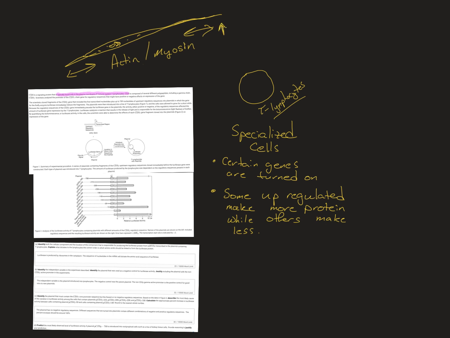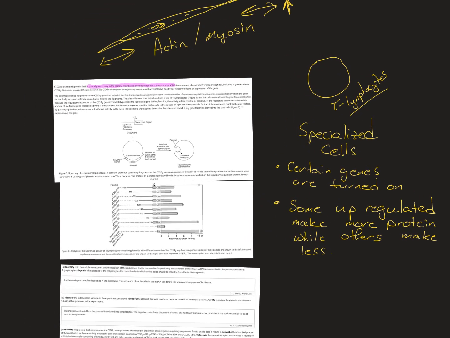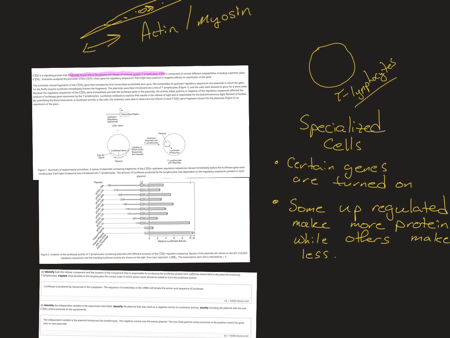In other words, you'd have to have a way to turn up the production of it. So already with just the first sentence, I'm thinking about all this. So that's what I have. And then it is composed of different polypeptides, including a gamma chain, CD3 gamma, and this little symbol is the Greek letter gamma.